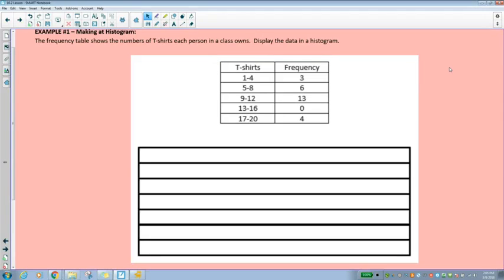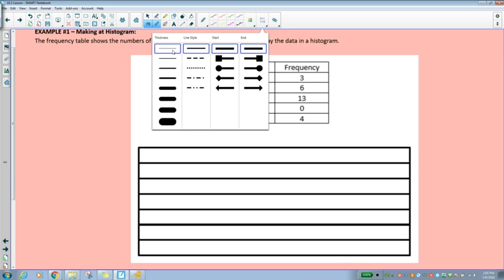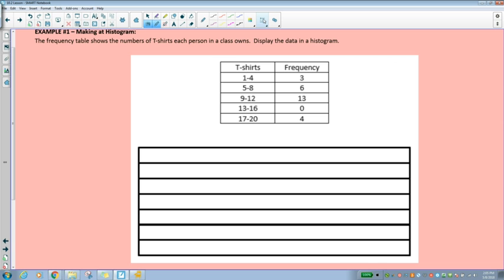All right, now we're going to talk about making a histogram. We have here the frequency table shows the number of t-shirts each person in a class owns. Display the data in a histogram. So you're going to first recognize that the t-shirts are all intervals.